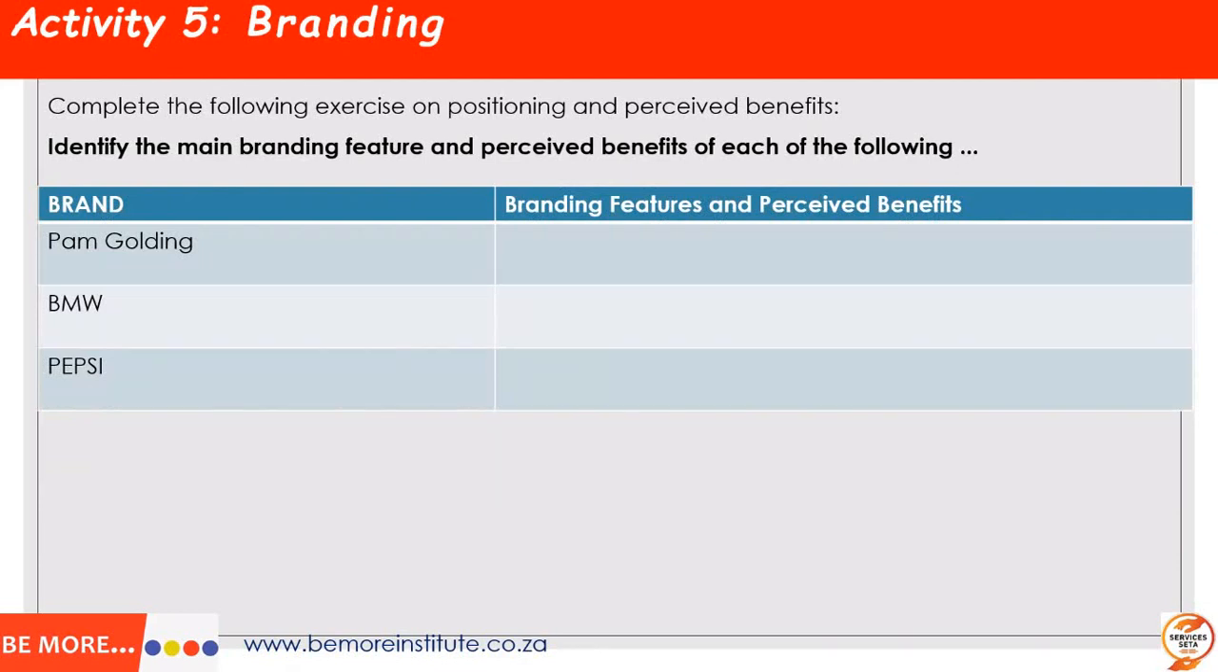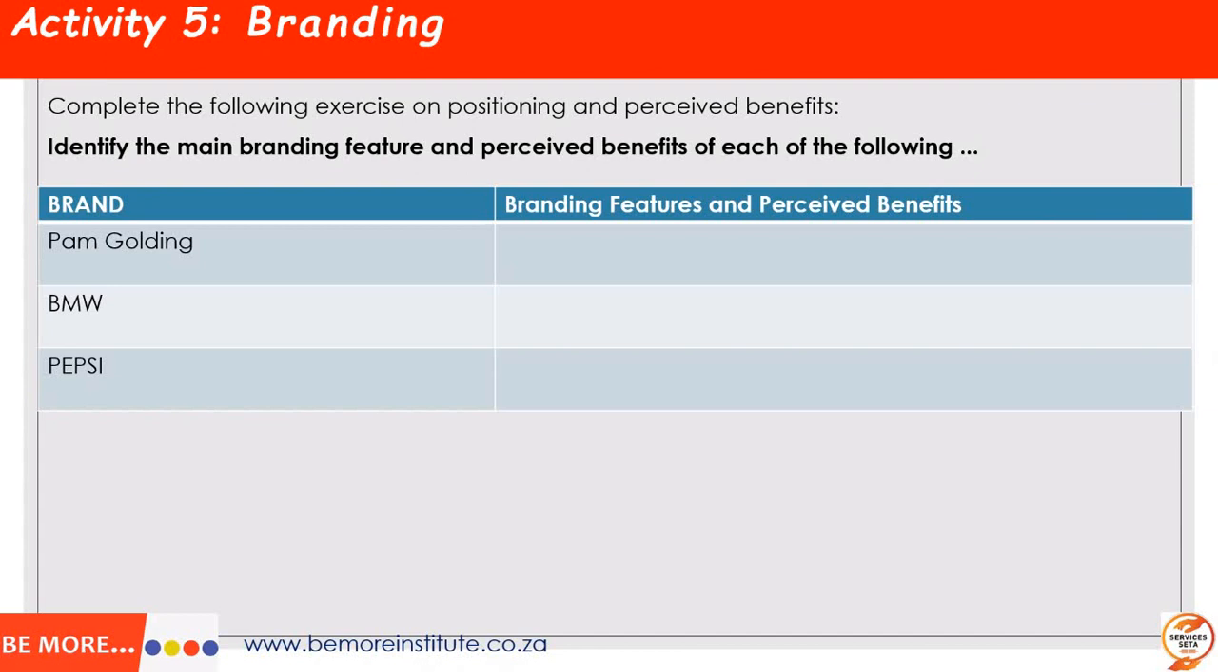We need to do an exercise. I know we just settled in, but you'll also use the information that we spoke about yesterday. Basically, the exercise is on branding. Complete the following exercise on positioning and perceived benefits. So we spoke about positioning. Positioning is related to what we've just discussed, the attributes. What are you benefiting, as an individual, from this, and what are the benefits that you get out of this?